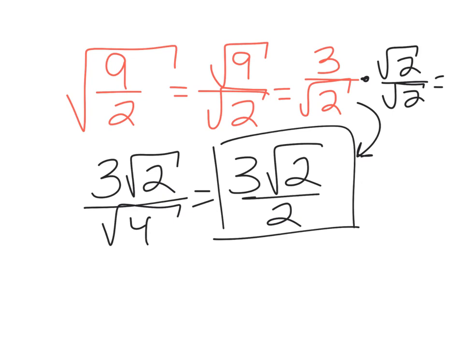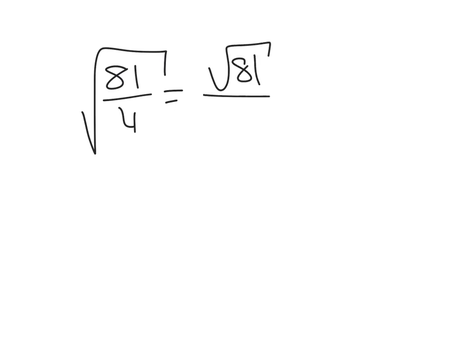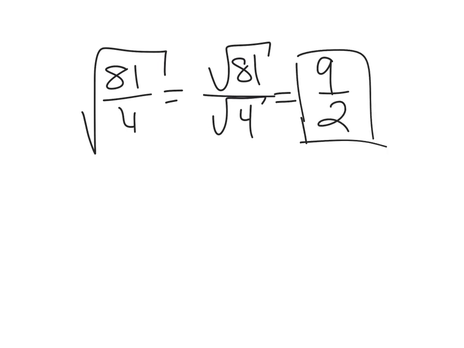Okay? Alright, so let me think of one more example. Sometimes you have one where, like say we have the square root of 81 over 4. So that is the square root of 81 over the square root of 4, which is 9 over 2, and there's no rationalizing the denominator, because sometimes it does actually work out.